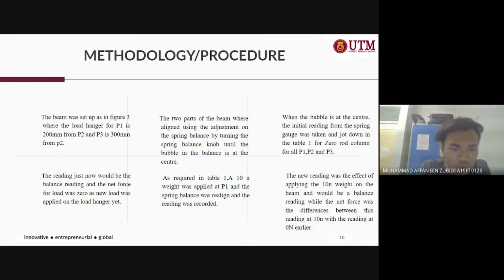10 Newton weight was applied at P1, and the spring balance was realigned, and the reading was recorded. So the new reading was the effect of applying the 10 Newton weight on the beam, and would be a balance reading, while the net force was the difference between this reading at 10 Newton with the reading at 0 Newton earlier of the experiment.